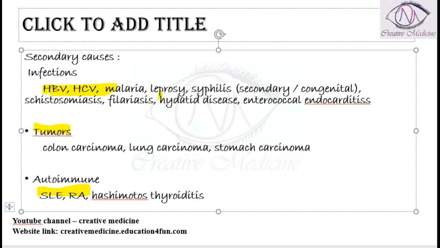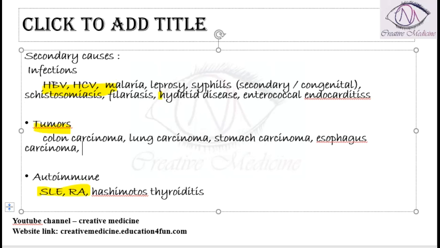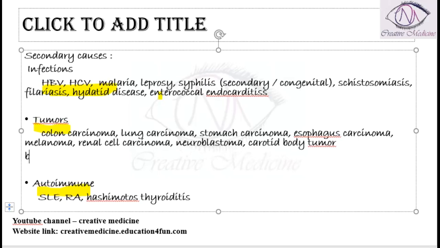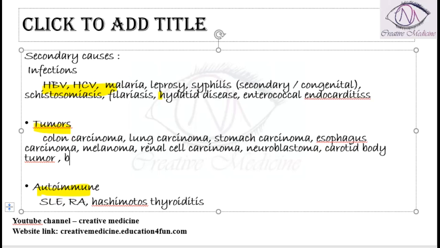Then we have tumors. Tumors causing membranous glomerulonephritis are colon carcinoma, lung carcinoma, stomach carcinoma, esophagus carcinoma, melanoma, renal cell carcinoma, neuroblastoma, carotid body tumor, and breast carcinoma. So all these are associated with membranous glomerulonephritis.